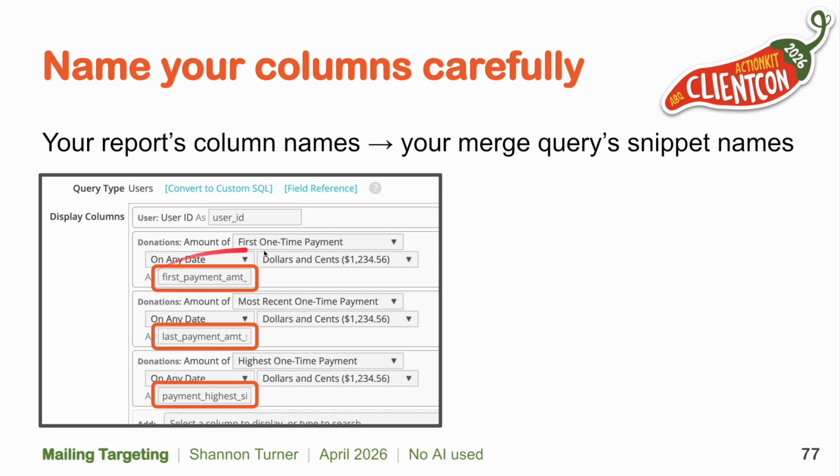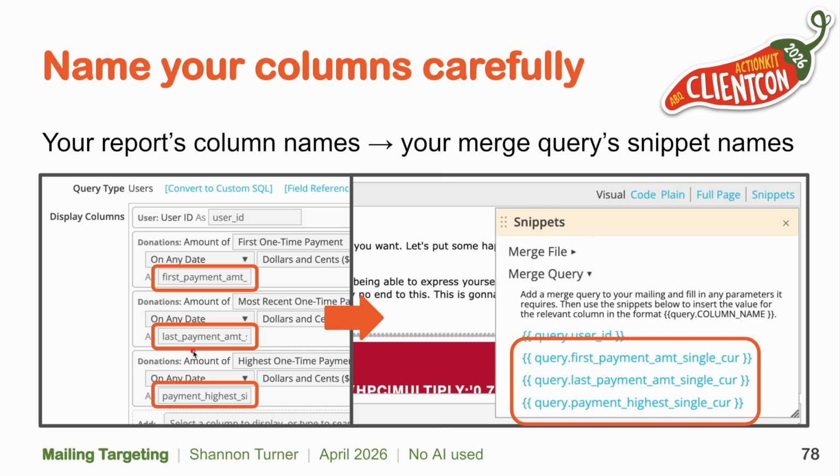And so here I have the amount of the first one-time payment this user has made, the amount of the most recent one-time payment this user has made, and then the amount of the highest one-time payment this user has made. These orange boxes here are the column names of your report when you run it. When you're using the query builder, we will automatically generate reasonable-ish column names, but you should probably rename these so that they're a little more sensible.